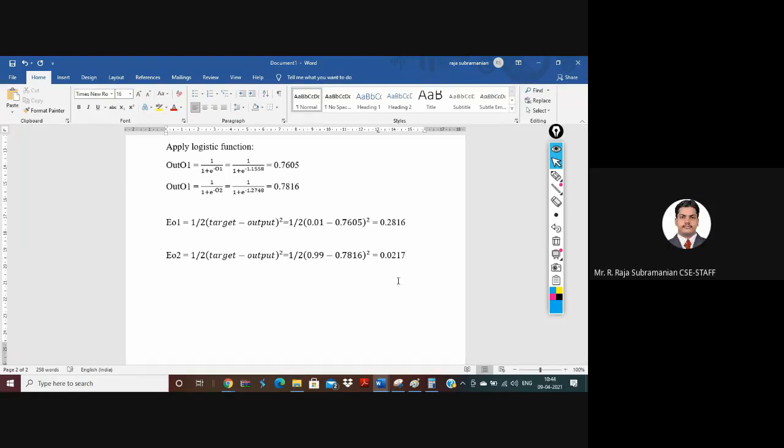What is the total error now? Total error, or I can take it as E total. Add both, so E total is equal to 0.2816 plus 0.0217, which will be 0.3 something, right? 0.3033. Now the forward network is completed. Now we have to use back propagation to reduce this 0.3033 by modifying the W1 values. We will continue the back propagation in the subsequent class.